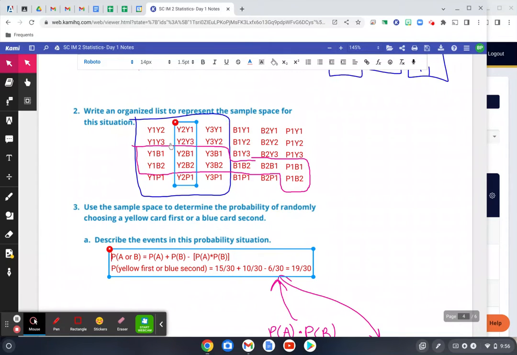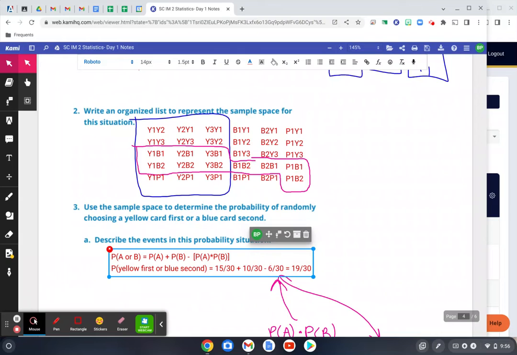And you can see we actually count these 6, right? These 6 right here are counted twice. They're counted when we counted the first time with the yellow cards, and they're counted again when we consider the second card being pulled blue. So we have to subtract out the overlap, or 6 out of 30.